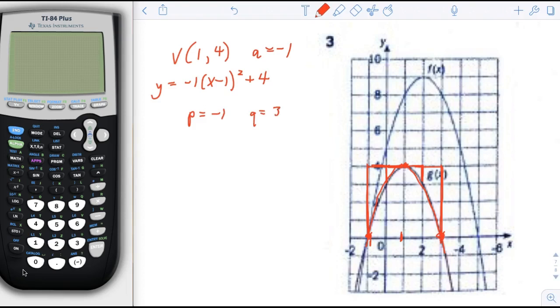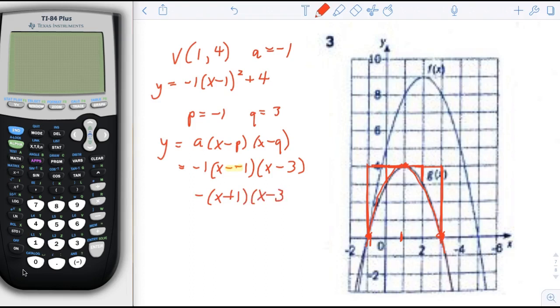So another way to write the red parabola equation would be a times (x minus p) times (x minus q). So it would be -1 times (x minus -1) times (x minus 3). So you can see that if I have minus -1 here, that cancels out and makes a plus. So I could write negative (x plus 1) times (x minus 3). And if I expanded this and expanded this, I would find out that they're the exact same thing. Okay, so you can write them either of these 2 ways is fine.